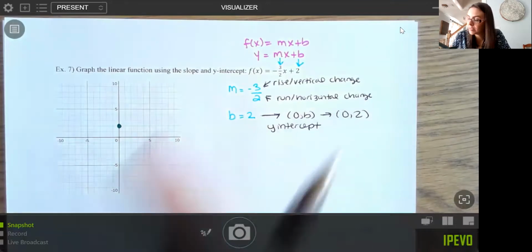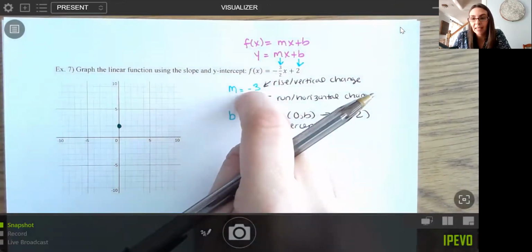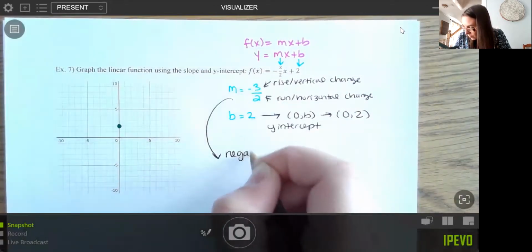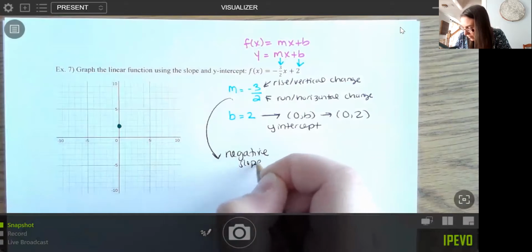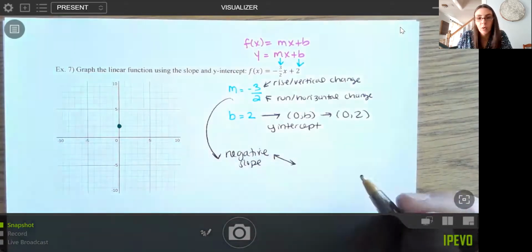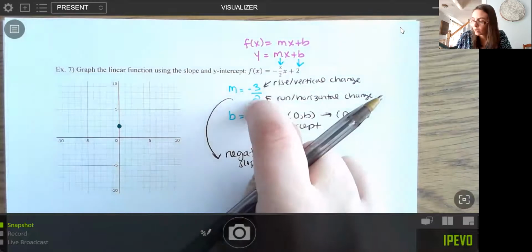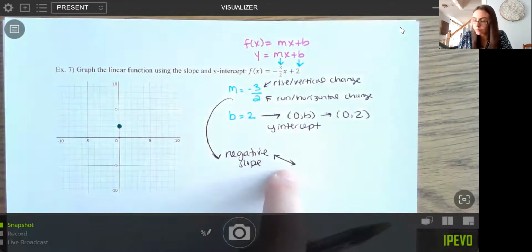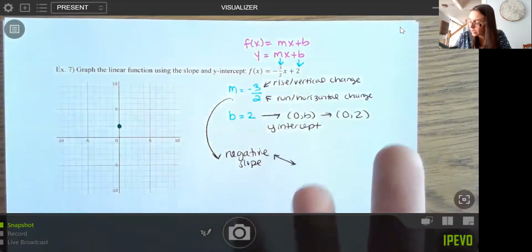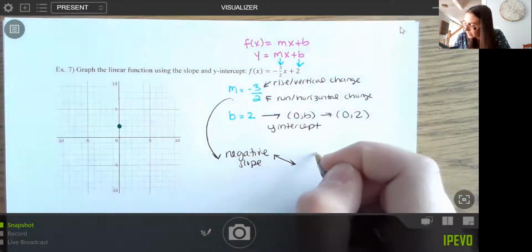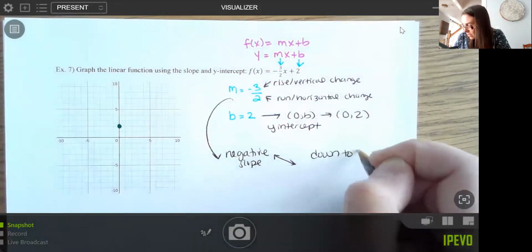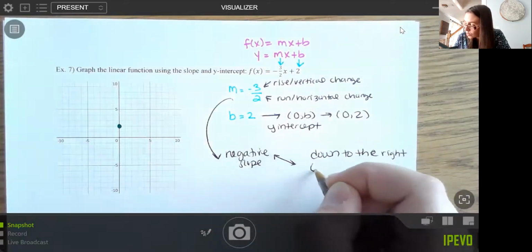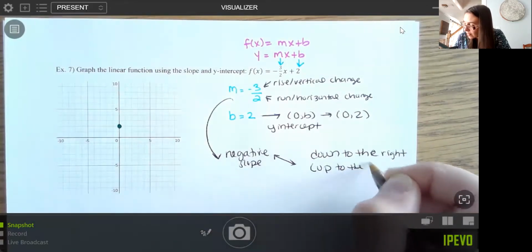And the other thing you also need is the sign. So this happens to be negative. So remember, when you have a negative slope, your graph is going to be going down like this. So when we count the 3 and the 2, we're going to count in a downward direction to make a downward graph. So when you have a negative slope, you are either going to count down to the right, or if you're counting backwards, you would count up to the left.